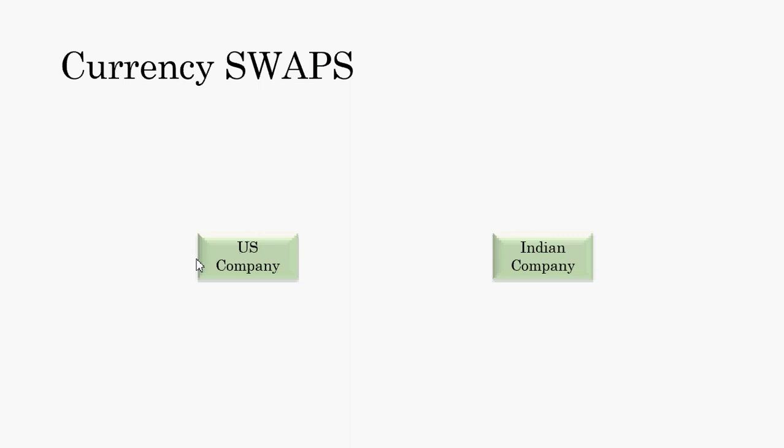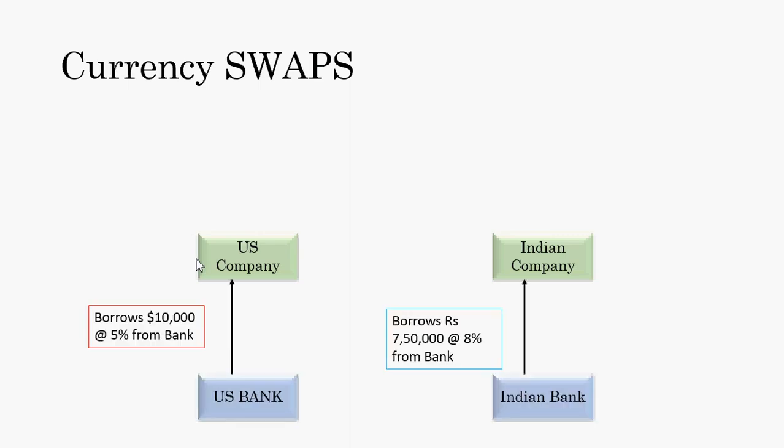Now, if you compare these two companies, the rate at which they can borrow will be much cheaper in their own country than in the other country. So for a US company, it can borrow at a lower interest rate in US than compared to what it can borrow in India from an Indian bank. Similar is the case for an Indian company. So what these two can do is get into a contract whereby the US company will borrow the amount needed by the Indian company from the US bank.